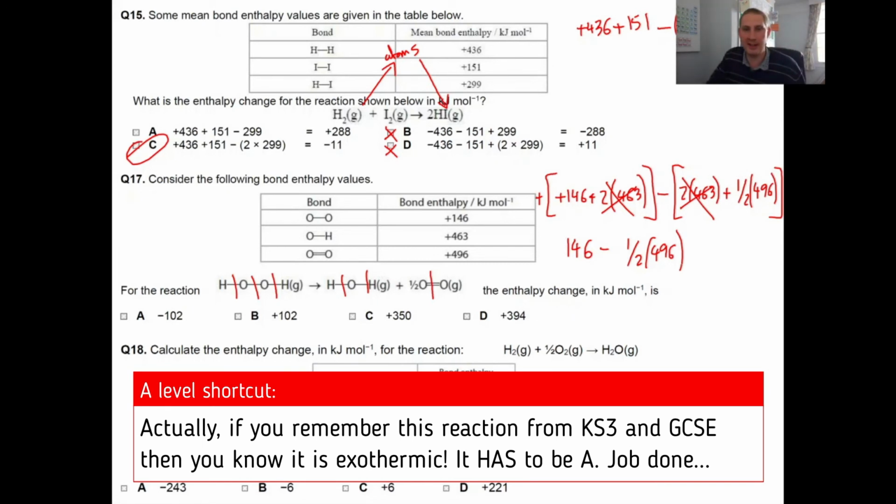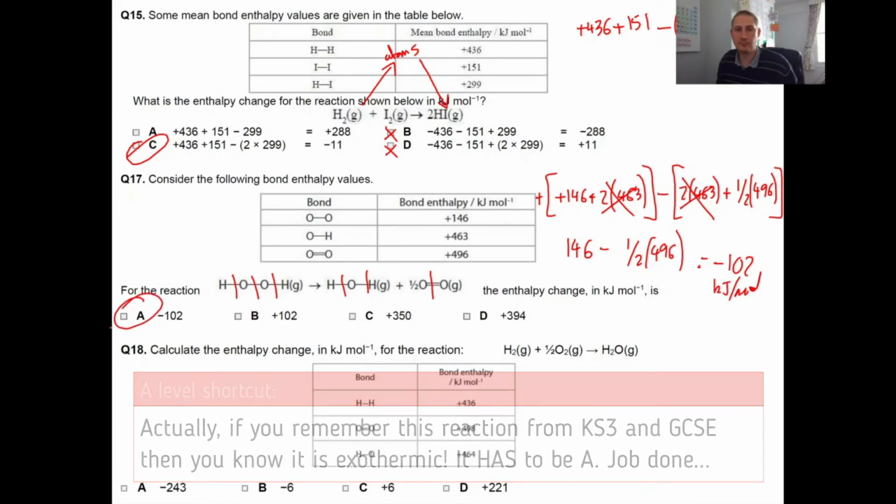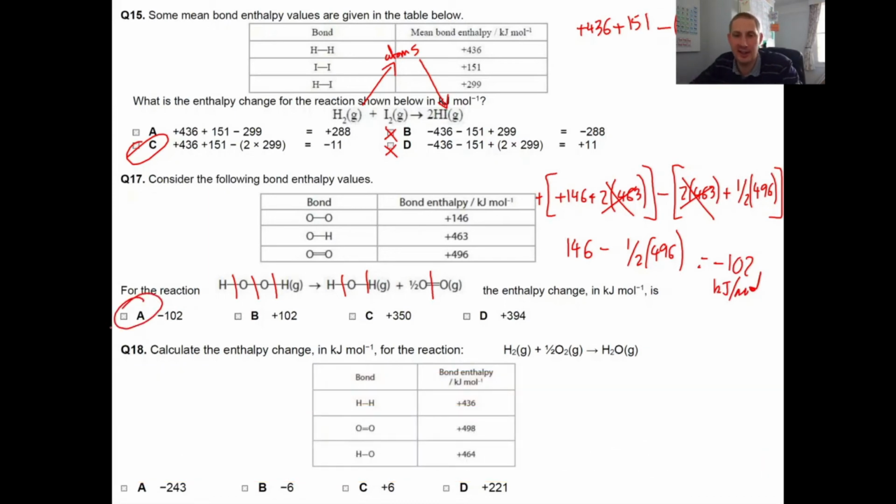Which gives minus 102 kilojoules per mole. There we go, A. And calculate the enthalpy change for that reaction. I'm just going to leave you to do that.